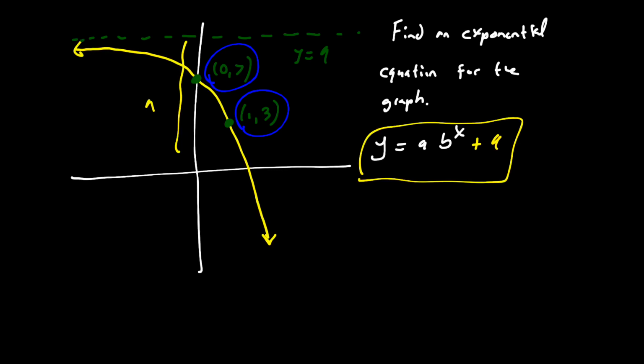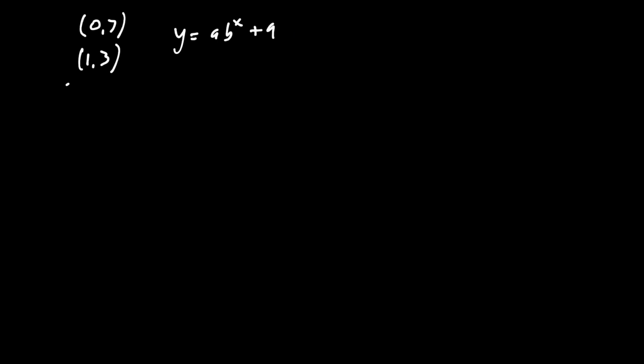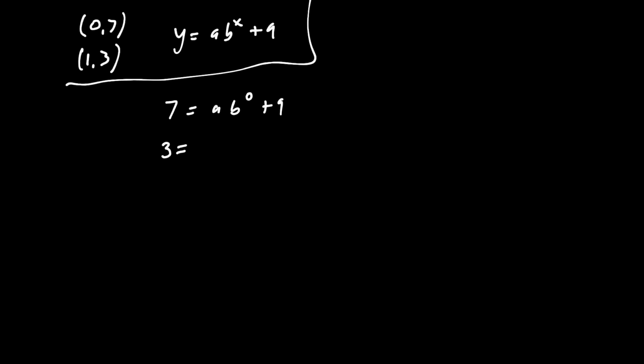So let's go ahead and start a new page. And on this page, we just have the information from the previous page. We're going to plug in the values for (0, 7) and (1, 3) into our equation. This will give us 7 is equal to a times b raised to the 0 plus 9. And the other set of information is going to be 3 is equal to a times b to the first plus 9. Simplifying our first equation, we get 7 is equal to a plus 9. And simplifying the second, we'll get 3 is equal to a times b plus 9.